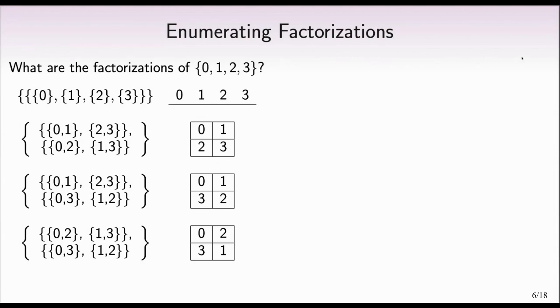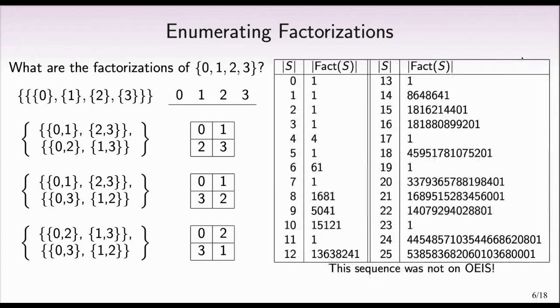So in general, if I have a finite set of size n, you can ask how many factorizations there are of a set of size n. And here's a little chart that shows you how many factorizations there are of a set of size n. You'll notice that if n is prime, there will be a single factorization, which hopefully makes sense.